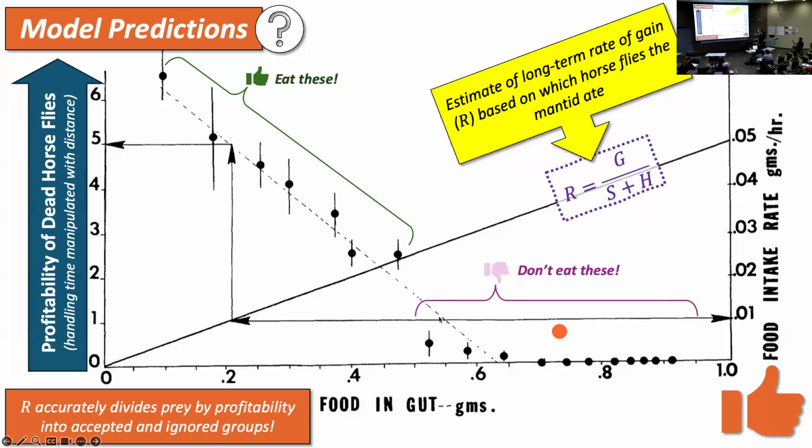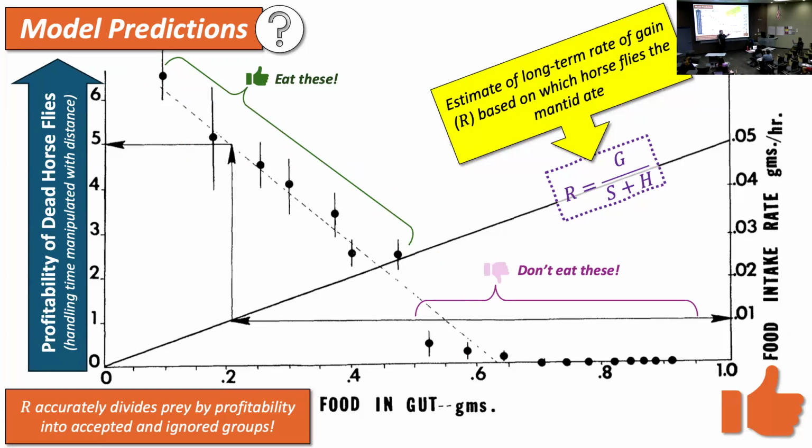Like the mantid doesn't eat pretty much any of these that are below this rate of gain, and it eats all of these that are above this rate of gain. And on top of that, it actually eats them according to their profitability. So it actually prefers the high profitability ones more than the others. But it doesn't eat any of the low profitability ones.